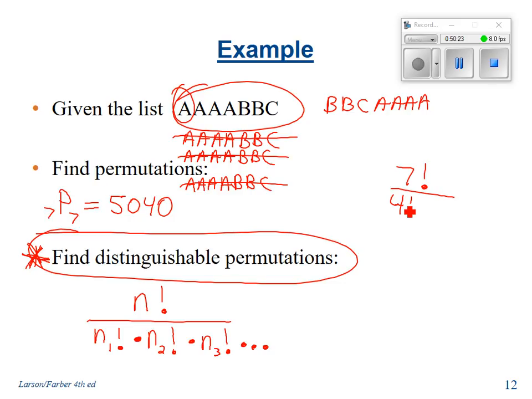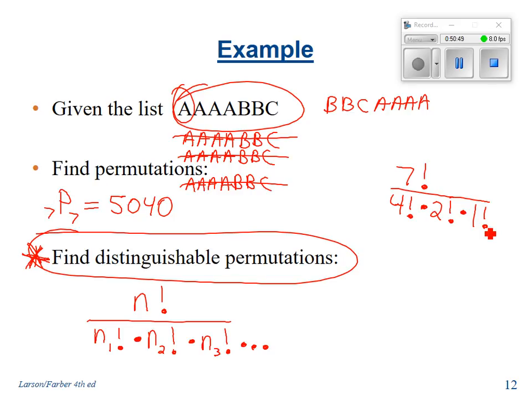How many B's do we have? So we do 2 factorial. How many C's do we have? So we do 1 factorial. And I'm going to tell you, if the item only appears once, you really don't need the 1 factorial. But if it helps you to make sure you get everything, then put it in there. Because what is 1 factorial?